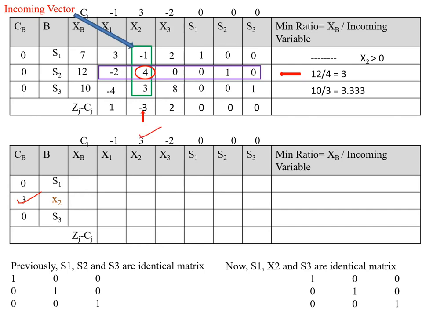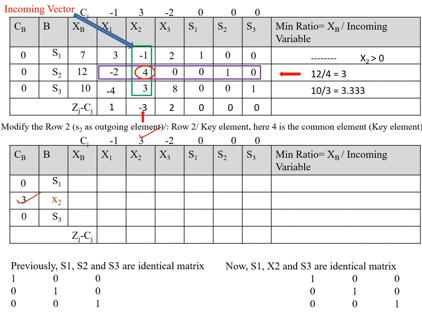In addition, we have to modify all the row 2 values, so row 2 divided by the key element. Here the key element is 4. So row 2 elements are 12 divided by 4, -2 divided by 4, 4 by 4, 0 by 4, 0 by 4, 1 by 4 and 0 by 4. So the values will become 12 by 4, that is 3, -2 divided by 4, -1 by 2, 4 by 4, 1, 0 by 4, 0, 0 by 4, 0, 1 by 4 and 0 by 4, that is 0.